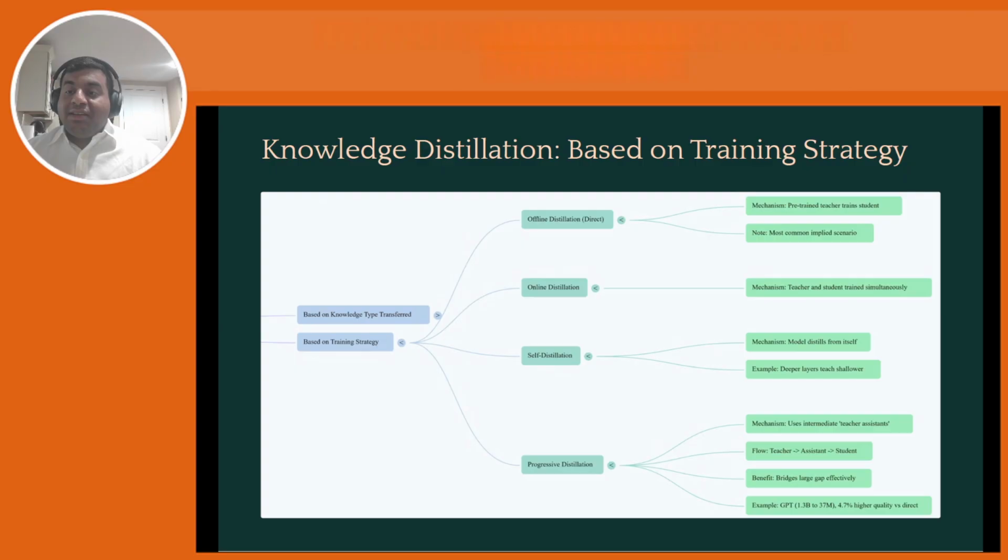That's very interesting. Progressive distillation uses intermediate teacher assistant models to bridge a larger gap between a very complex teacher and a very small student. These different strategies offer flexibility depending on the specific models and training setup.